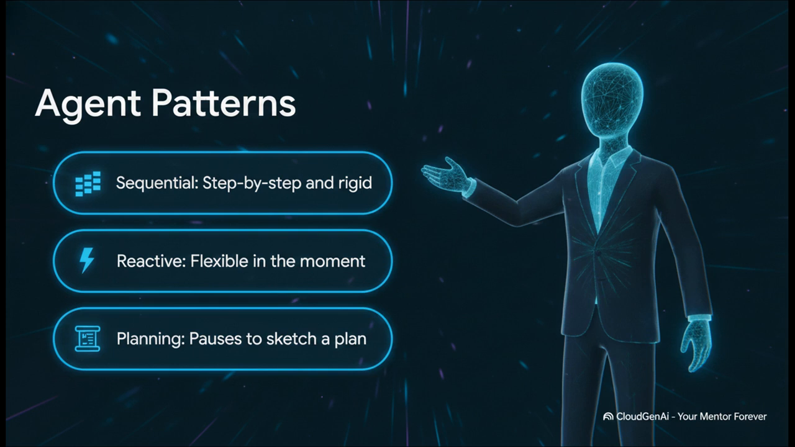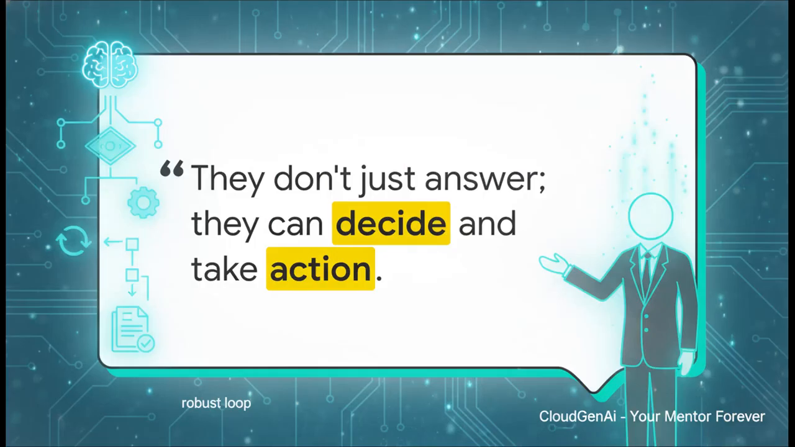Finally, we have planning or deliberate agents. These actually pause to sketch out a multi-step plan before executing anything. You need these heavy lifters for complex tasks. I mean, think about booking a full travel itinerary. You can't just randomly buy a flight without first aligning the dates and the hotels, right? They don't just answer, they can decide and take action. That quote perfectly captures the essence of Level 3 AI.